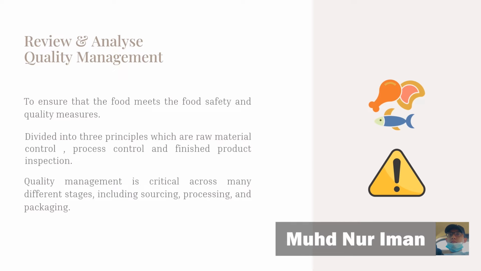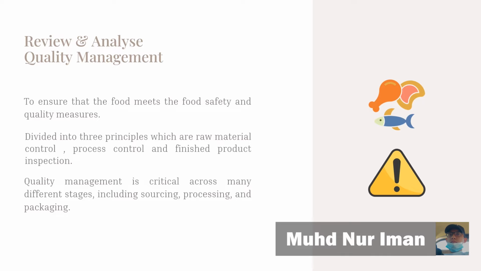For the review and analysis, I will explain quality management in the food manufacturing industry. This practice is to ensure that the food meets food safety and quality measures. Quality management is divided into three principles, which are raw material control, process control, and finished product inspection. These three principles are related, where raw material control must meet certain criteria before proceeding to the processing stage.